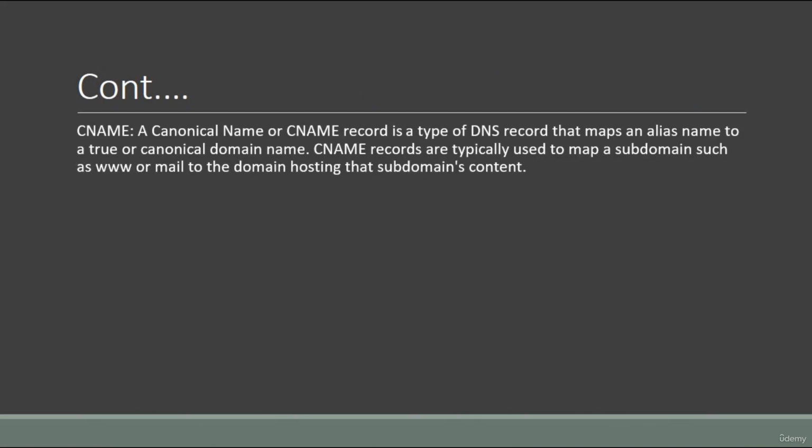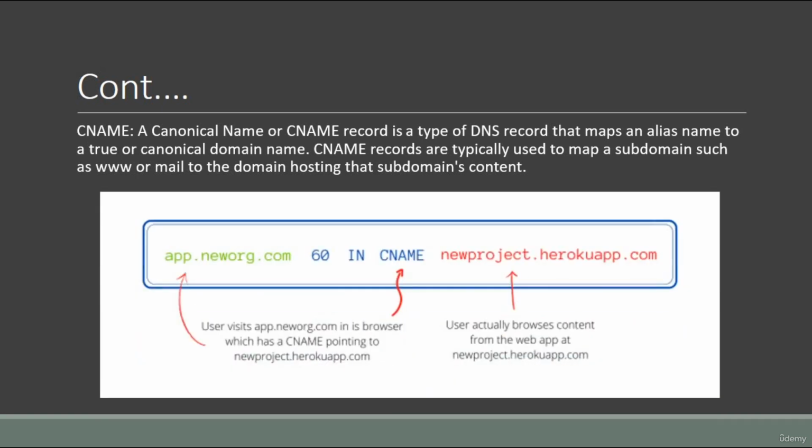And let me show you about CNAME. You have heard many times about CNAME. So what is CNAME? It's nothing but a canonical name. It is a type of DNS record that maps an alias name to a true or canonical domain name. CNAME records are typically used to map a subdomain such as www or mail to the domain hosting that subdomain's content. Let me make you understand with the help of an example, because just reading these theories is not going to work.